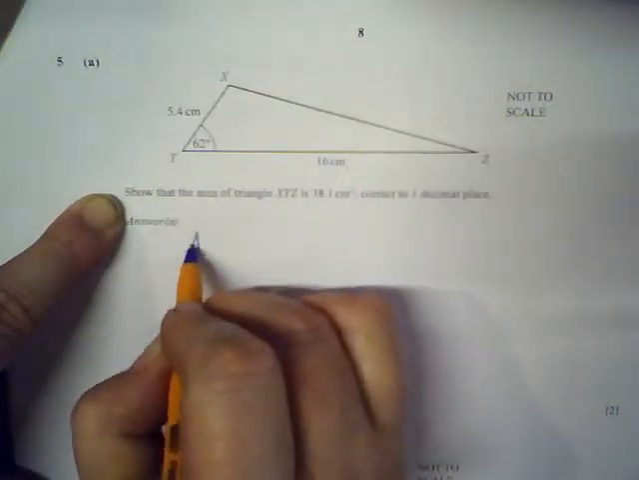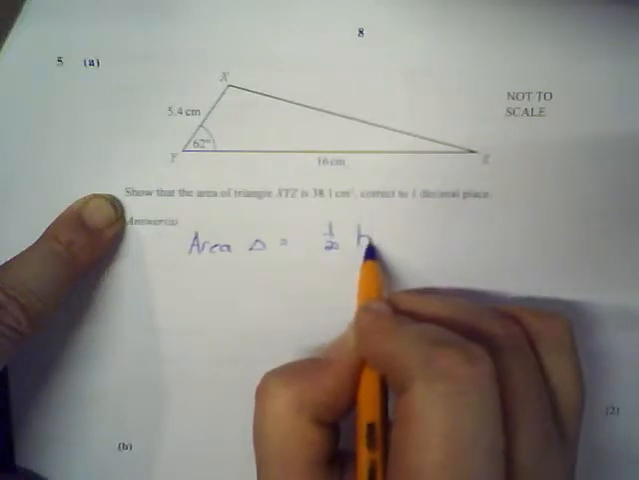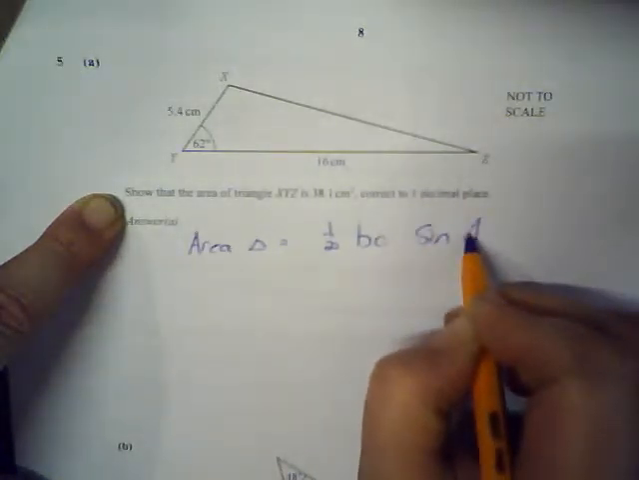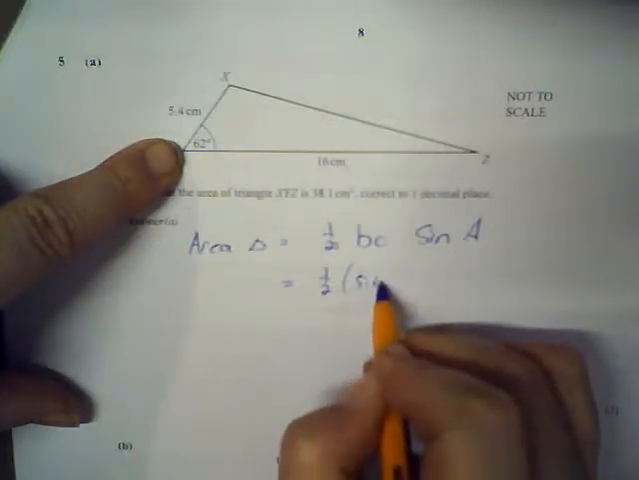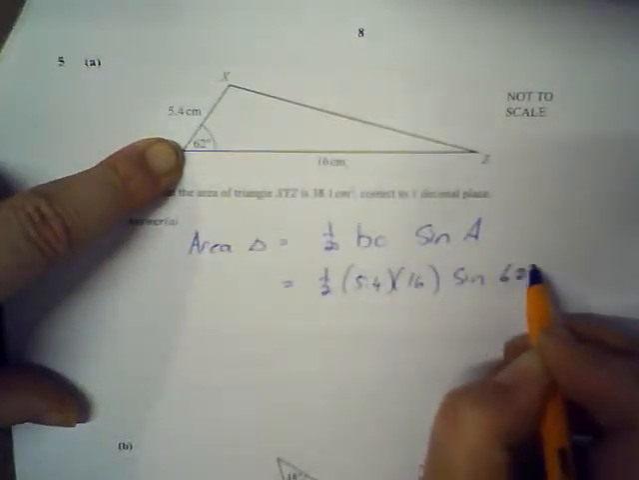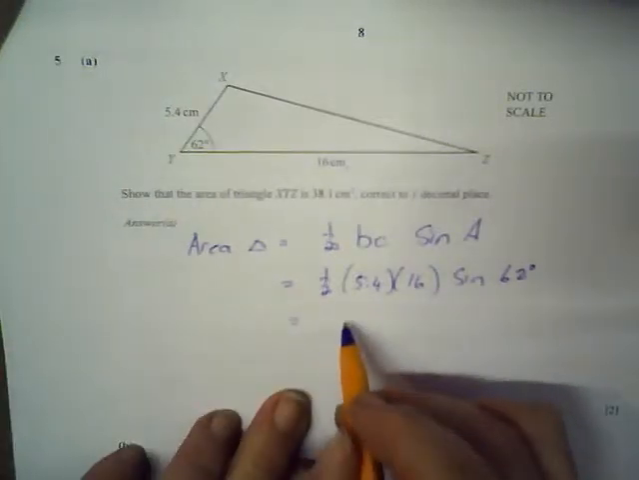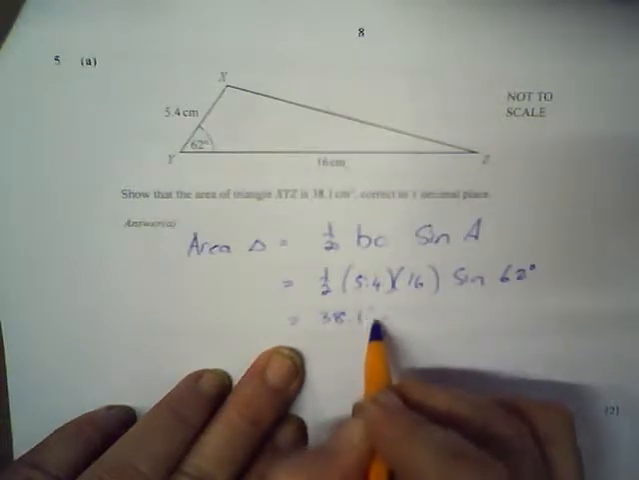So if I know that the area of any triangle is half bc sine A, so a half times b, we can just do it 5.4, c as 16, sine of 62 degrees. I tap that into my calculator, I get 38.1 centimeters squared. Okay. The next one is calculate the value of x.